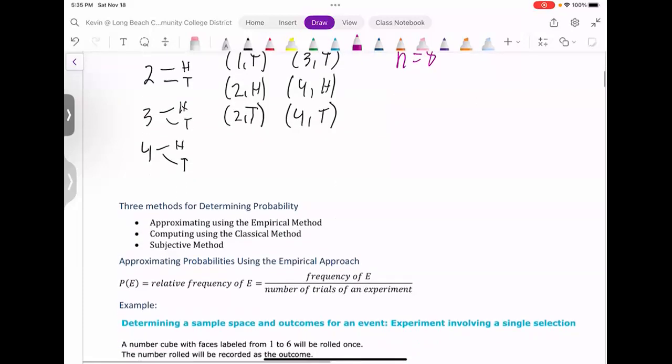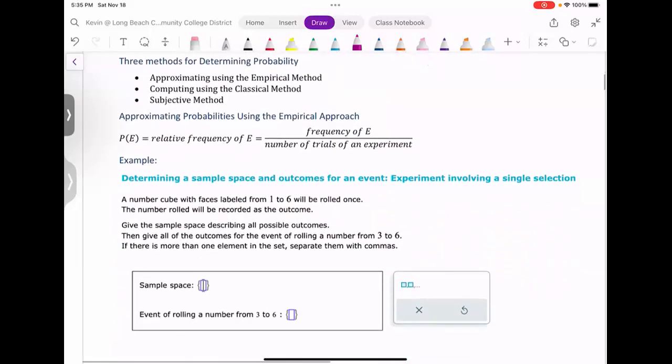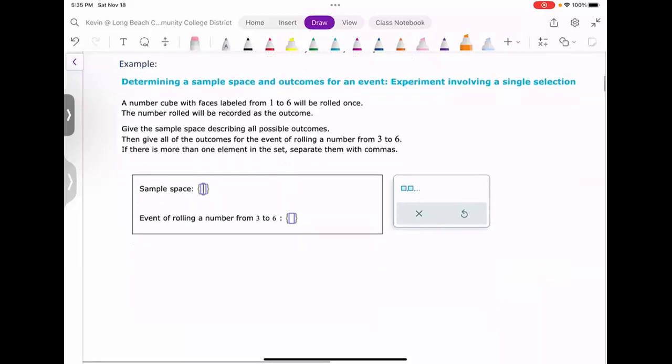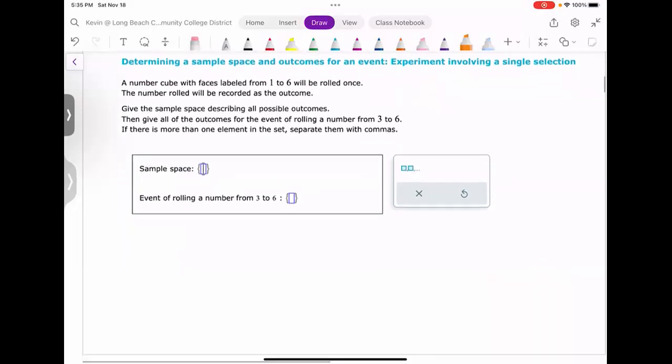So we have 3 ways of determining a probability: empirical method, classical method, and subjective method. This is the bad one, and we'll mention that a little bit later. But typically we try to do the traditional. I'm not going to distinguish too much between the two because in the end they come out to be about the same thing.